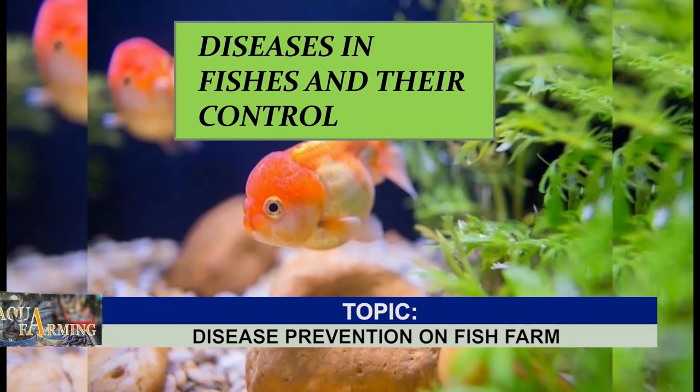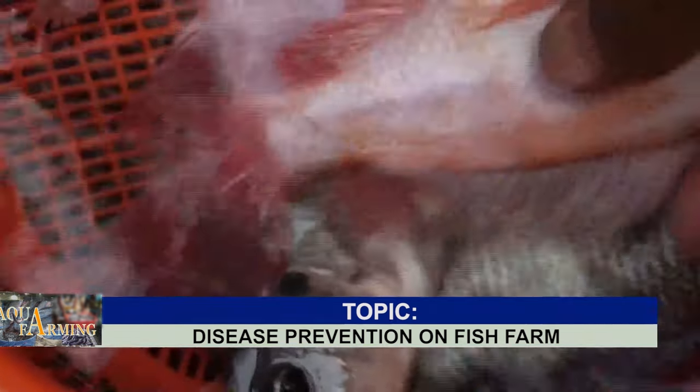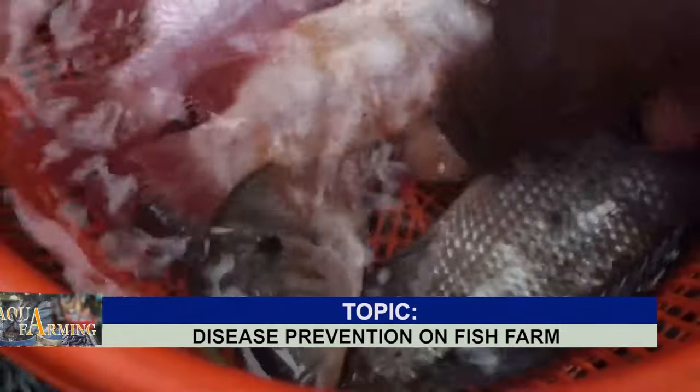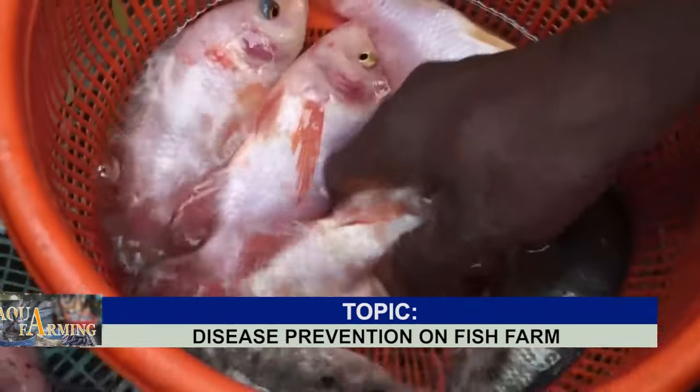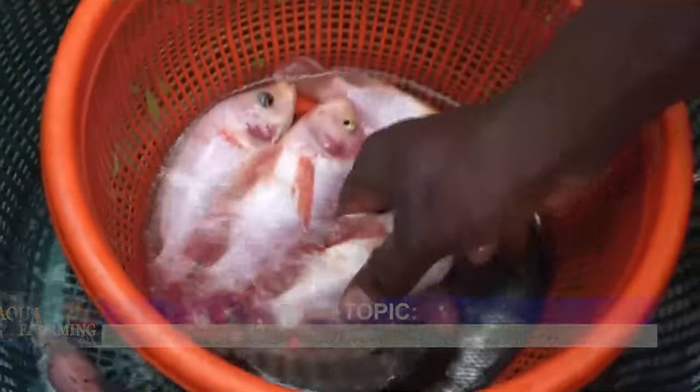Number 3, let fishing nets dry. Aside from the more obvious equipment, there are fishing nets. They are vital to the function of fish farms. These nets can carry countless pathogens that can contaminate a fish farm, especially if not handled properly.